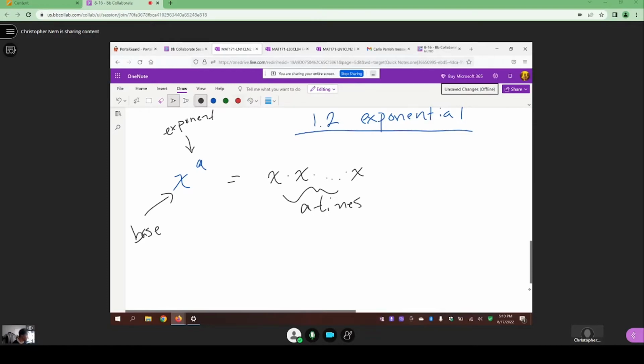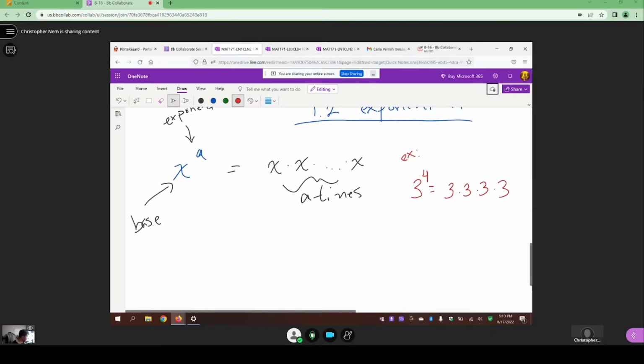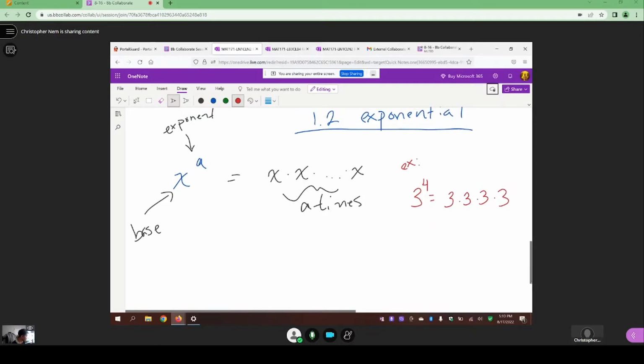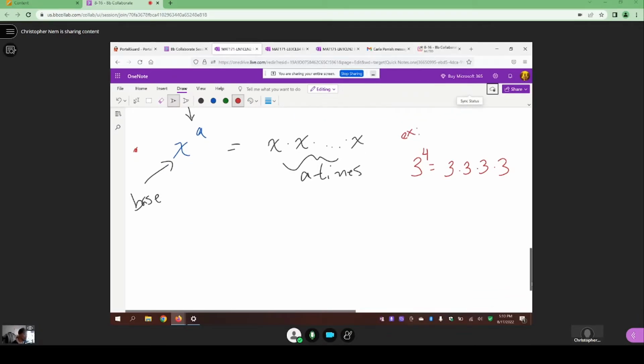And that might not be obvious, so let's give an actual example. If I had 3 raised to the 4th power, that is just 3 times 3 times 3 times 3. Boom. That is what it means to be raised to the power of 4. So that's our first definition. Now we have some properties with that. I encourage you to try to figure out why these properties work, but in the interest of time, I'm not going to show that.